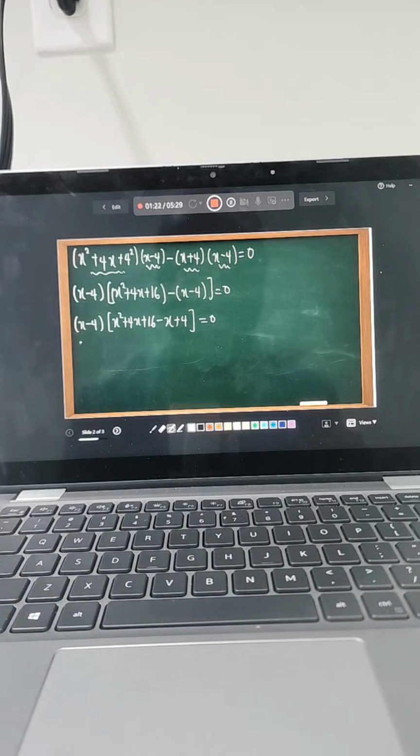Now, simplifying further, here I'm going to have x minus 4. In the parentheses, I'm going to have x squared. 4x minus x is going to give me plus 3x, then 16 minus 4 is 12. So this is going to be x minus 4.